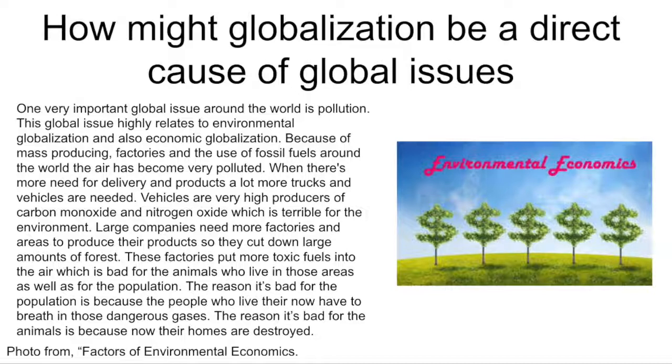How might globalization be a direct cause of global issues? One very important global issue around the world is pollution. The global issue highly relates to environmental globalization and also economic globalization. Because of the mass producing of factories and the use of fossil fuels around the world, the air has become very polluted. When there's more need for delivery and products, a lot more trucks and vehicles are needed. Vehicles are very high producers of carbon monoxide and nitrogen oxide, which is terrible for the environment.